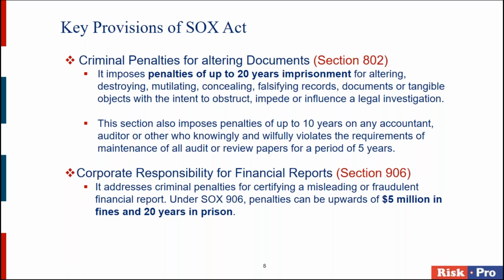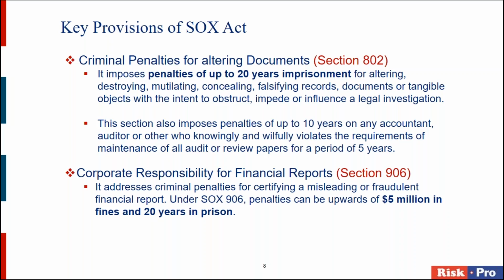Coming to other sections, section 802 talks about criminal penalties. This is very critical and it imposes penalties up to 20 years imprisonment for altering, destroying, mutilating, concealing, falsifying records or documents with the intent to obstruct, impede, influence a legal investigation.